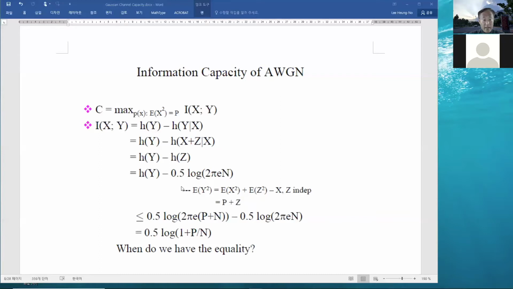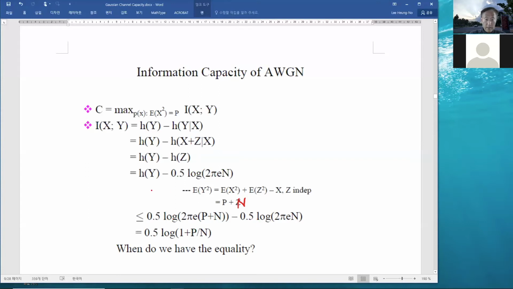So that's h(Z). And h(Y) is for a continuous random variable Y. Y has power which is E[X squared] plus E[Z squared]. The expected value of X squared is P, and the expected value of Z squared is N. Here I think I have a typo, so this should be N. So P plus N. So this is upper bounded by half log 2 pi e (P plus N), and equality occurs when Y is Gaussian.